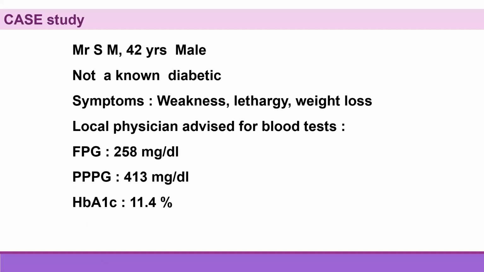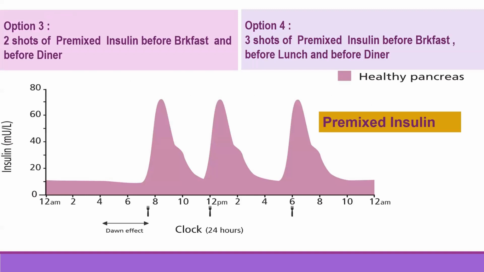So coming to this patient, a 42-year-old male, not diabetic, with weakness, lethargy, and weight loss. The local physician advised a blood test: fasting 258, PP 413, and HbA1c 11.4. So this is the first time diabetes has been detected. What should you do? If you look at this patient, we have two options.